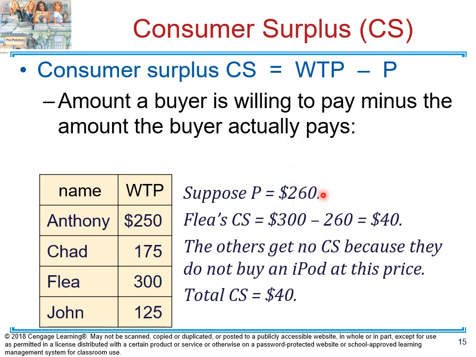Well, with a price of $260, Flea is the only one who's willing to buy the good, yes? Because his willingness to pay is higher than the market price of $260. Anthony is not willing to pay $260. He's only willing to pay $250. So there's only one iPod that gets bought in the market, and it's bought by Flea. His consumer surplus is his willingness to pay of $300 minus the market price of $260. That produces a gain of $40. So Flea is better off by $40 than what he was actually willing to pay. Of course, since the others do not buy the iPod, the consumer surplus from the other market participants is 0, and the total consumer surplus at a price of $260 is $40.